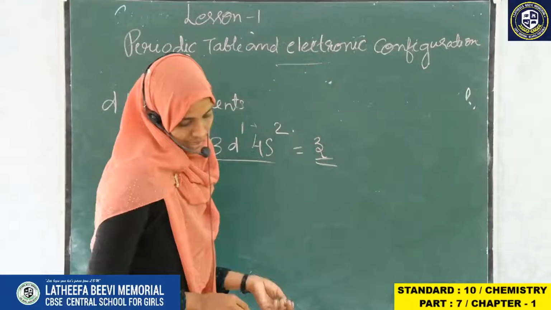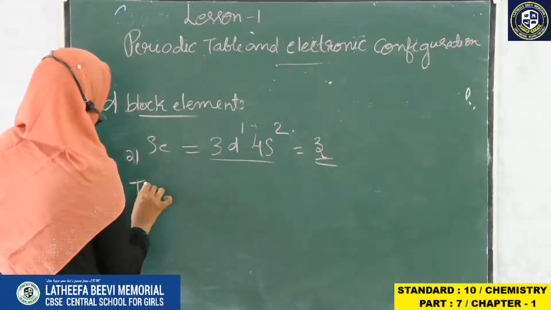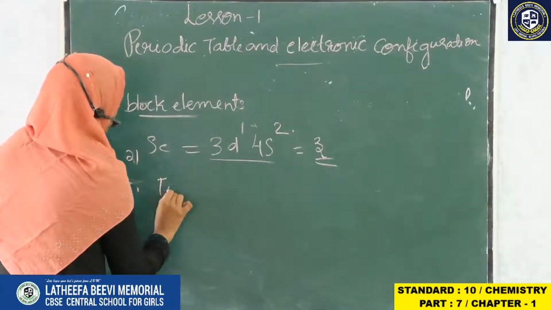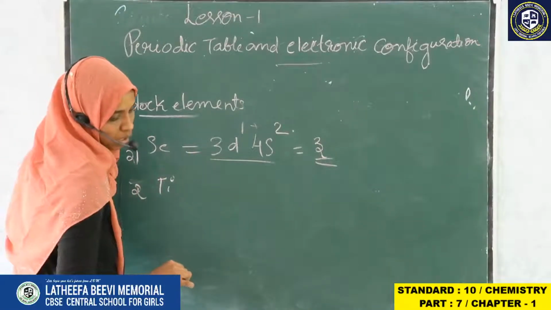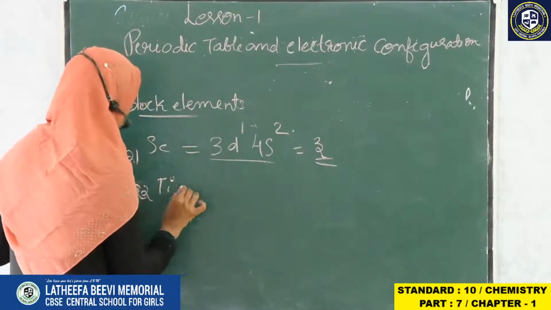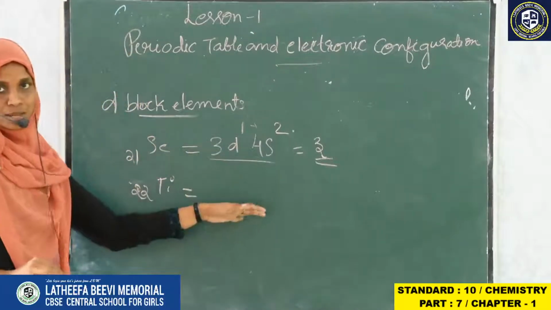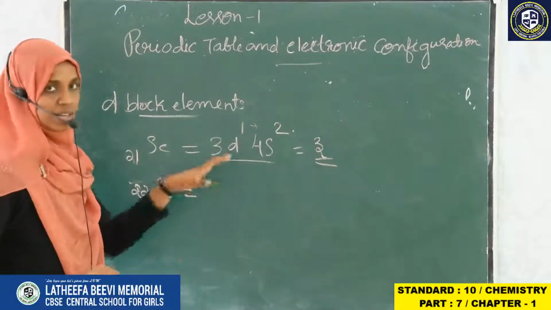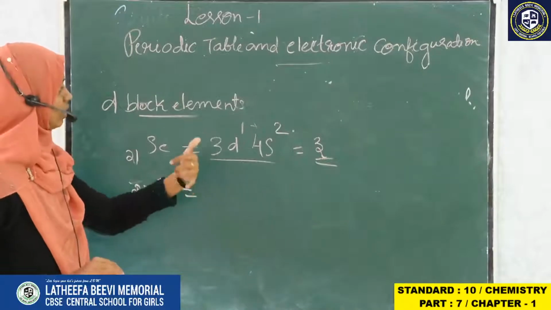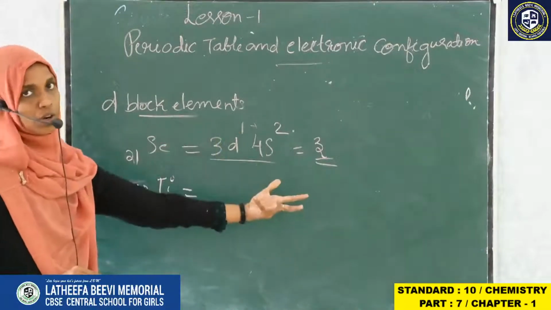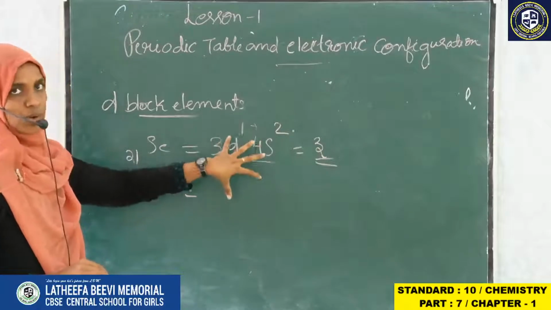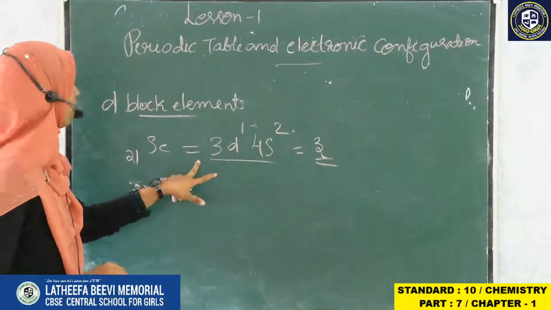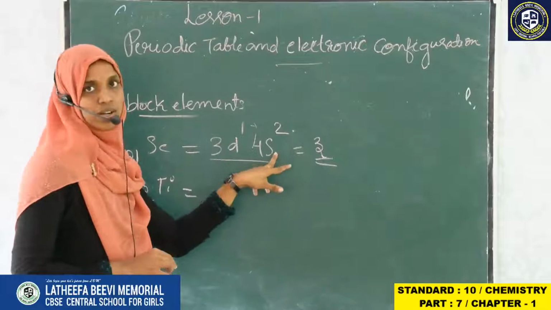Then there is another example, titanium. Okay, titanium. The atomic number is 22. In the outermost, the last subshell, that is the D subshell and 4s subshell, I write only the last configuration. You know how to write the full electronic configuration, so I write only the last electronic configuration of the element. For scandium the last subshell is 3d1 4s2.